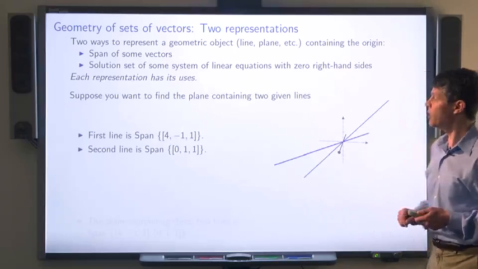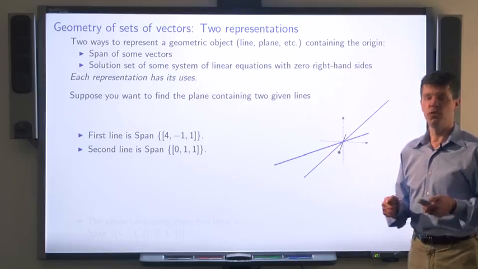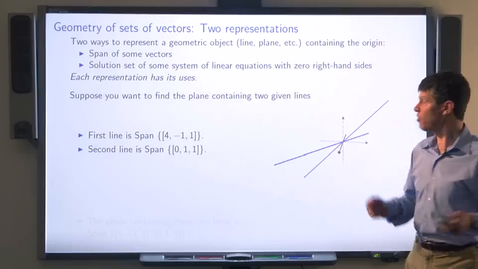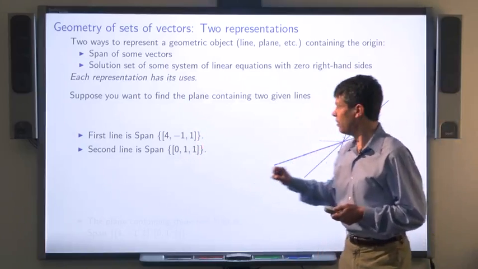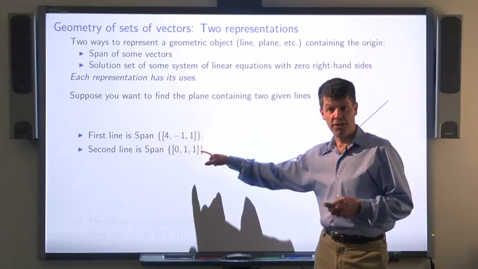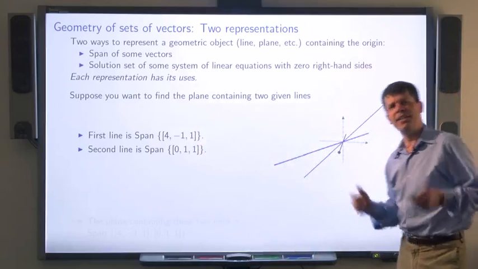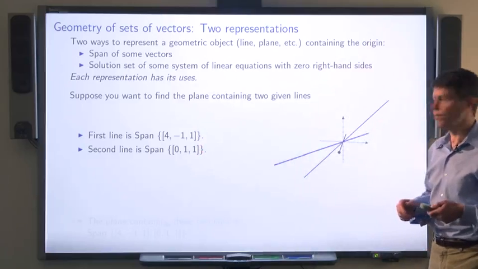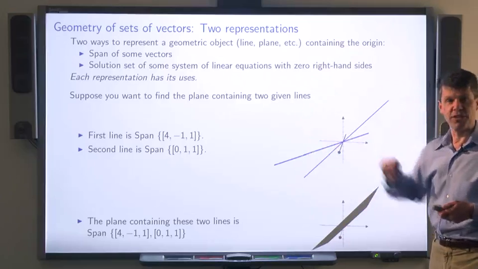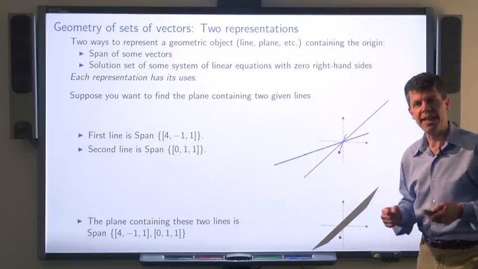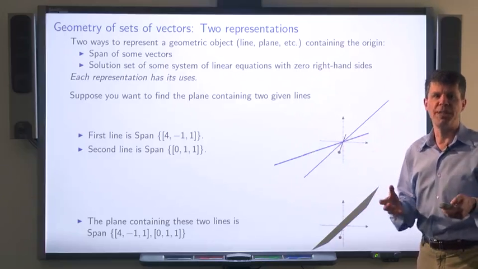For example, suppose you have 2 lines and you want to find the plane that contains those 2 lines. Let's say the first line is the span of this set consisting of 1 vector. The second line is the span of another set consisting of another vector. How would you find the plane containing both of them? Well, it turns out it's the span of those 2 vectors. So this representation is convenient for finding the geometric object containing 2 smaller dimensional geometric objects.